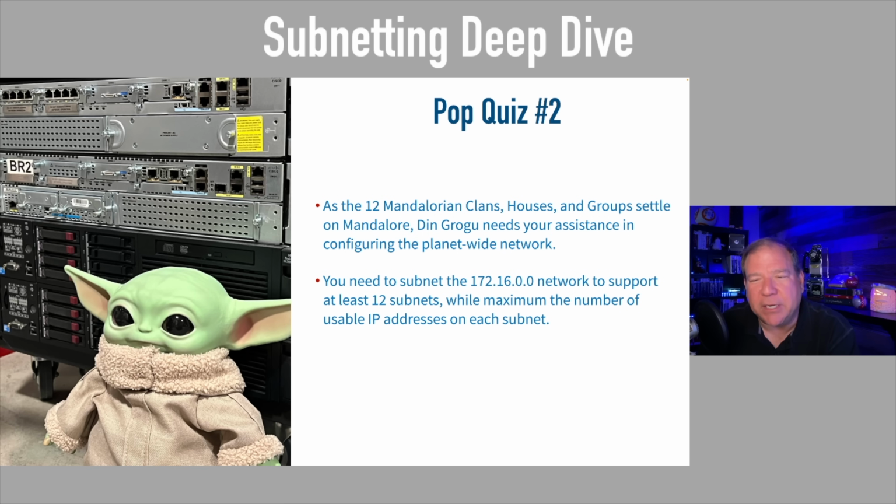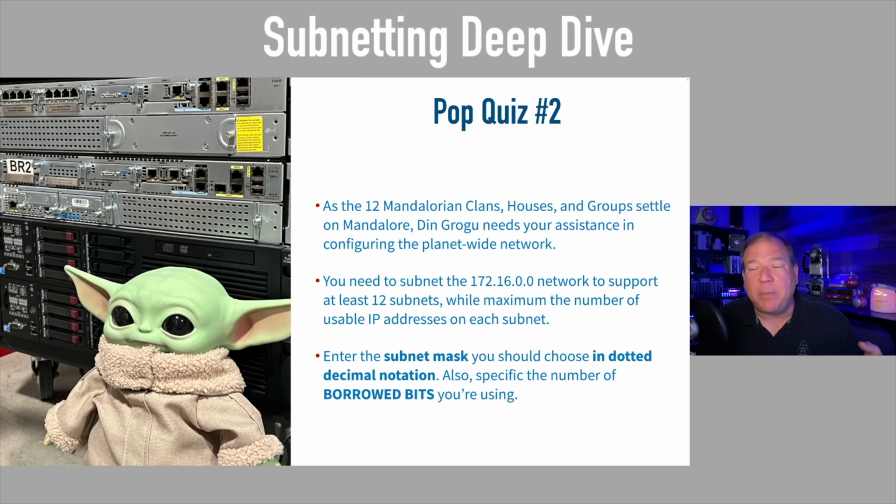The challenge is we need to give each clan their own subnet. The network we're working with is 172.16.0.0. We want to support at least 12 subnets, one for each Mandalorian clan, and we want to maximize the number of subnets. I want you to tell me the subnet mask in dotted decimal notation that will meet this criterion, and tell me the number of borrowed bits. So don't just tell me the subnet mask, tell me how many bits you borrowed to make that happen. You want to support 12 subnets. Go.